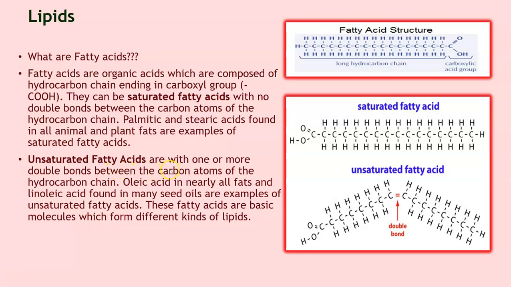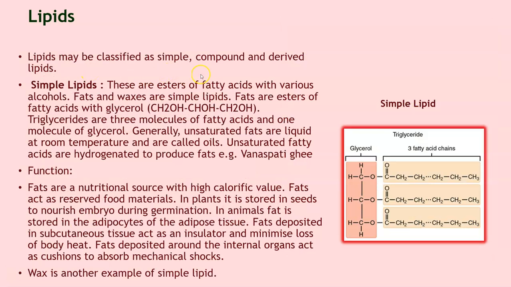Unsaturated fatty acids are the ones with one or more double bonds between the carbon atoms of the hydrocarbon chain. Here the double bond is highlighted. Oleic acid, found in nearly all fats, and linoleic acid, found in many seed oils, are examples of unsaturated fatty acids. These fatty acids are basic molecules which form different kinds of lipids. Lipids are further classified as simple, compound, and derived lipids.